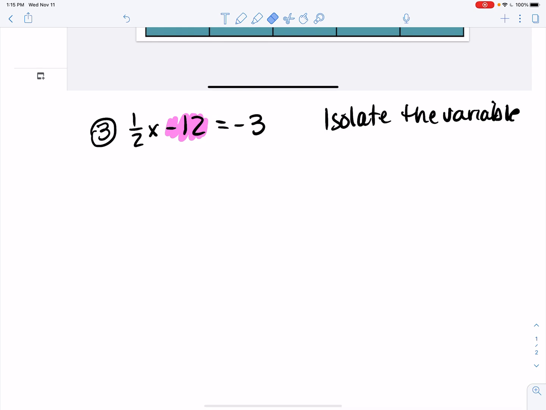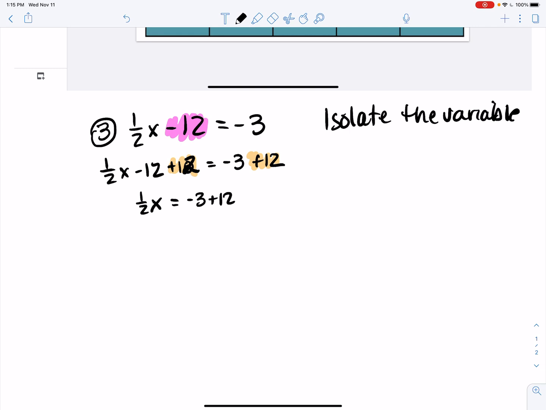So I'm going to write this out completely so that we understand. 1/2 x minus 12. Well, to make the -12 go away, I'm going to use the opposite, which is plus 12. And then -3. Since I added 12 on this side, I have to add 12 on the other side. So -12 plus 12 goes away. So we have 1/2 x equals -3 plus 12.